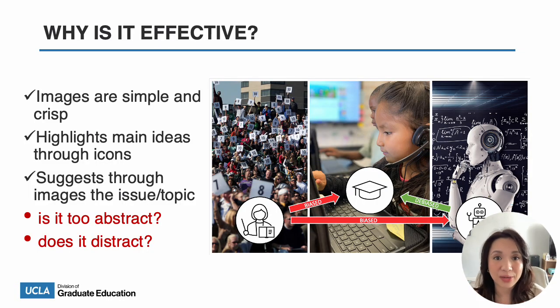So why might this be effective? Well, first, the images are simple and crisp. The high resolution makes it easier to grasp what the images are. The main ideas seem to be communicated by the icons in black and white, and the directional arrows show the relationships between these ideas, suggesting to us the topic or main issue.